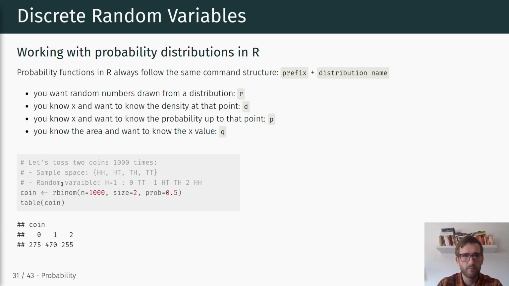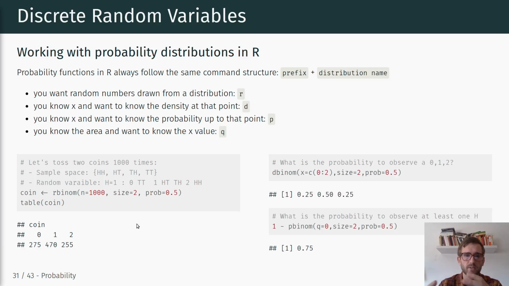And if we execute this command, we get a vector of 1,000 results of that random variable. And we can look at the frequency table here, and then we see the relative frequency of each of those outcomes. Okay.